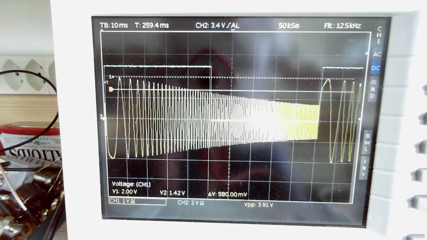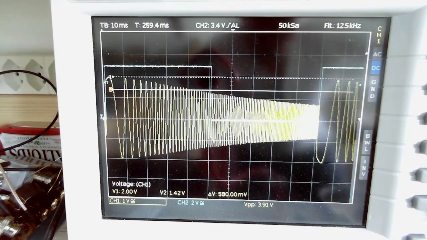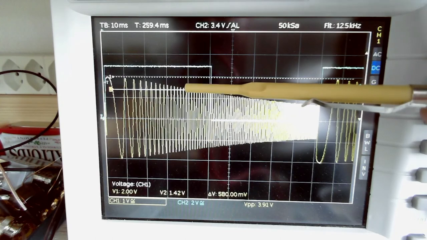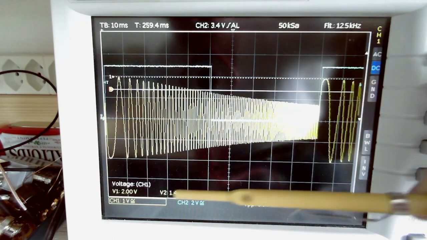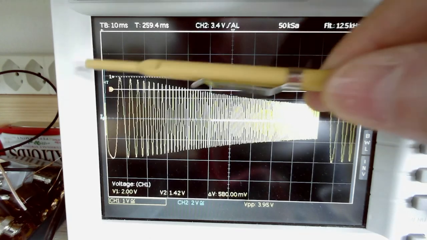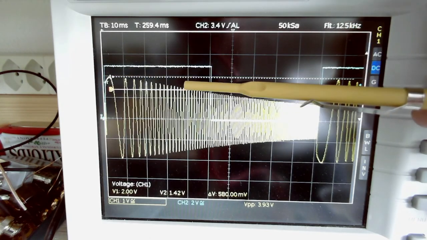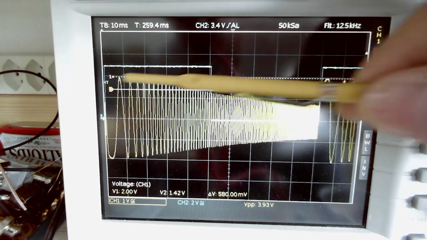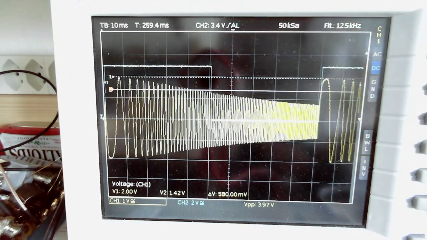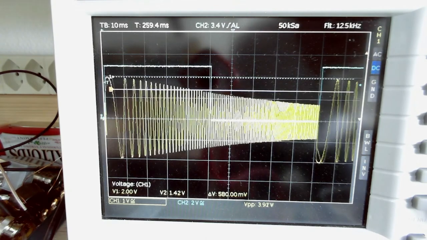What you see here is a linear sweep. We see again at minus 3 dB, this is 1.41 volts. In this case, we have exactly these four divisions as we had before. So that was the first stage. I switch now over to the second stage.